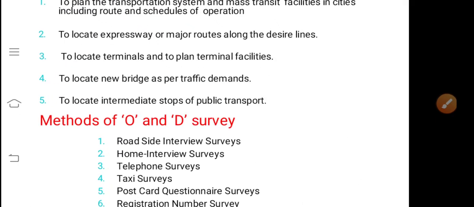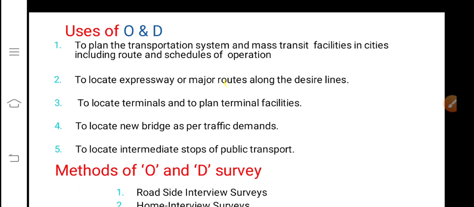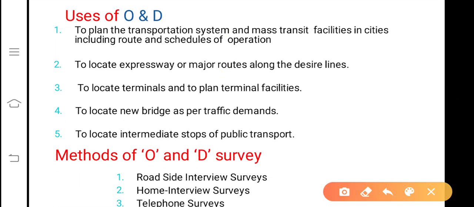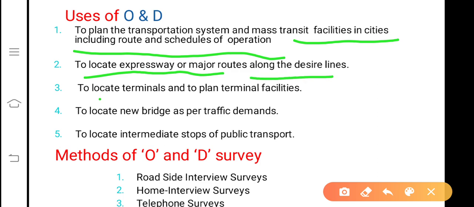Uses of origin and destination study. To plan the transportation system and mass transit facilities in cities, including routes and schedules of operation. So the different buses will move in different directions from one origin to another destination. All these are to be scheduled, and mass transport facilities should be created or developed for a particular city. To locate expressways or major routes along the desired lines. Desired lines are plotted based on the OD study.